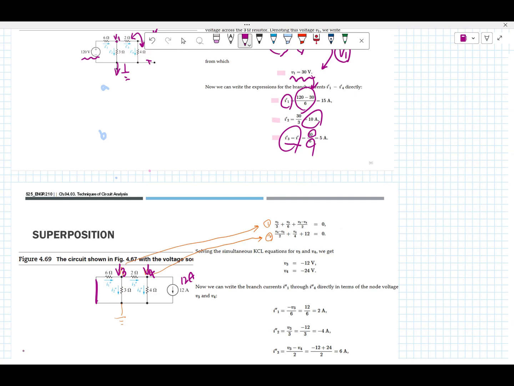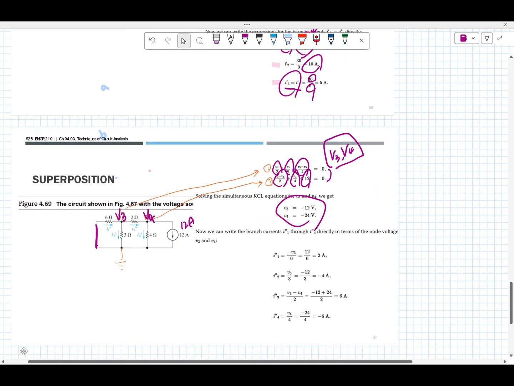So in here, the node analysis is V sub 3 over 3, plus V sub 3 over 6, plus V sub 3 minus V sub 4 divided by 2 equals 0. And also V sub 4 minus V sub 3 divided by 2, plus V sub 4 over 4, and the 12 amp leaving from the node, so that also equals 0. So they have V sub 3, V sub 4, two variables, two equations, and then we can calculate. I'm going to skip the calculation.